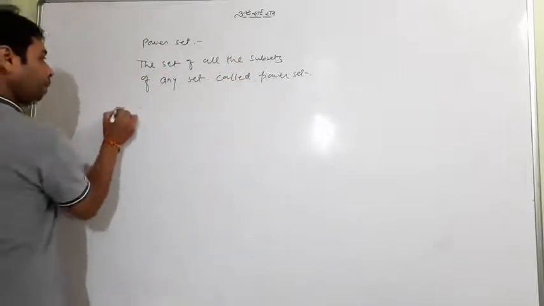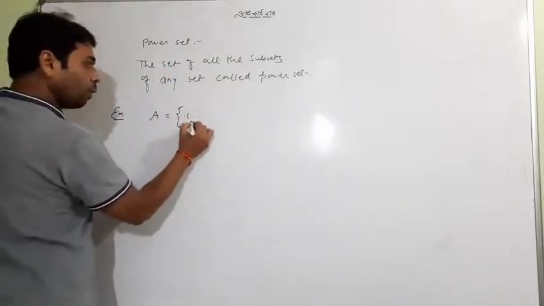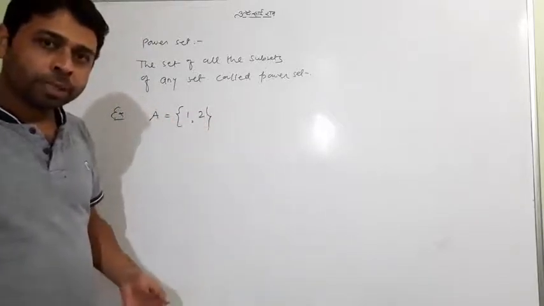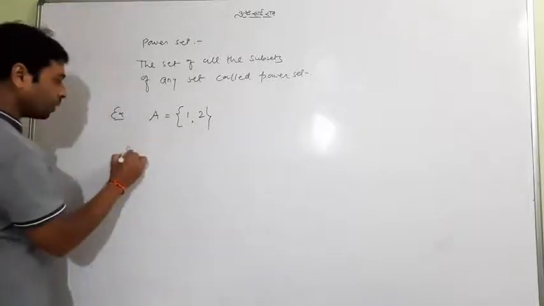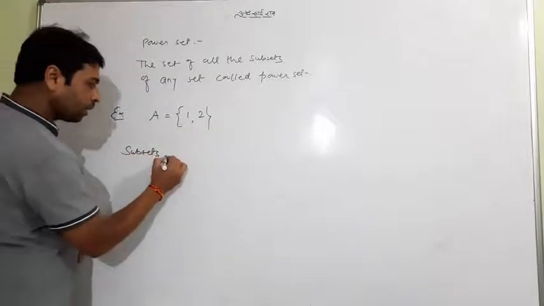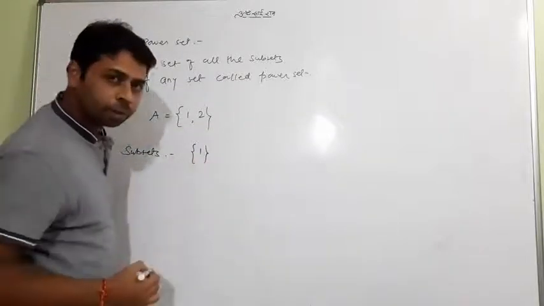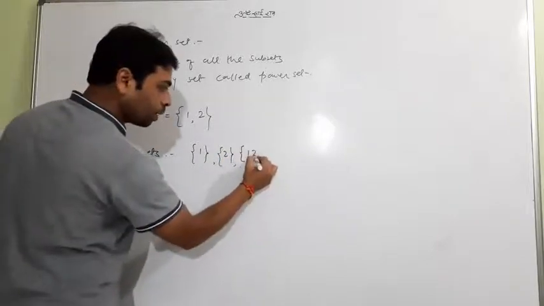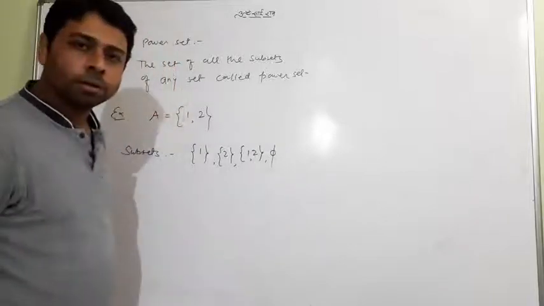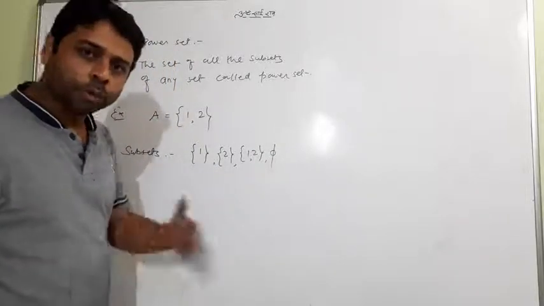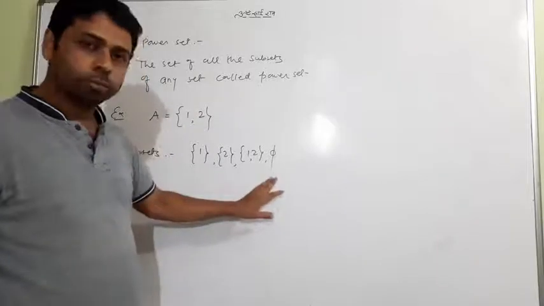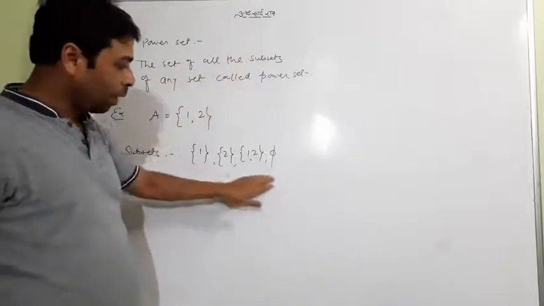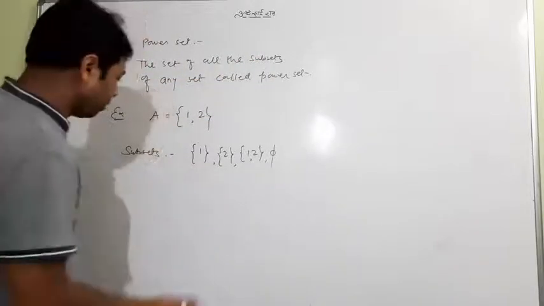I'll put an example. Let A be {1, 2}. This is a set. I ask you to find all its subsets. I taught yesterday that the subsets are: first subset is {1}, second subset is {2}, third subset is itself {1, 2}, and fourth is the empty set. The empty set is always a subset of any set. So 1, 2, 3, 4. These are subsets of A. And now it is written the set of all the subsets, meaning you have created the subsets, now make them a set. This is a power set.